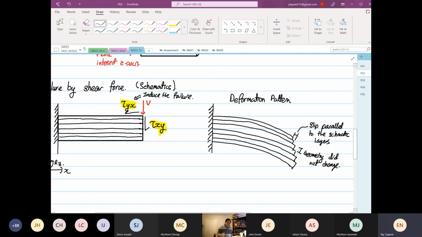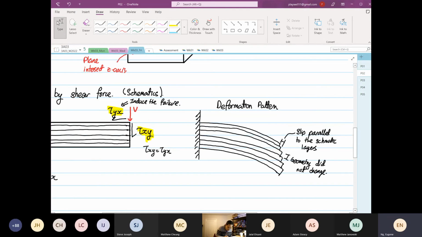But we are lucky. Lucky in the sense that shear xy is equal to shear what? Yx. Right over here, if this is the closest, you can see the difference in length, yes or no? This difference in length is the one that is going to induce slip, which is parallel to the schematic layers. So you ask me, Eugene, what are all these layers?